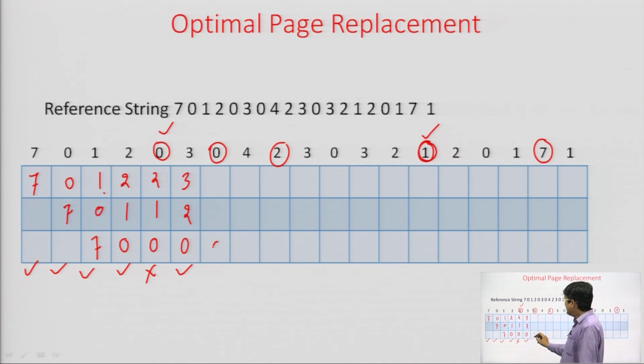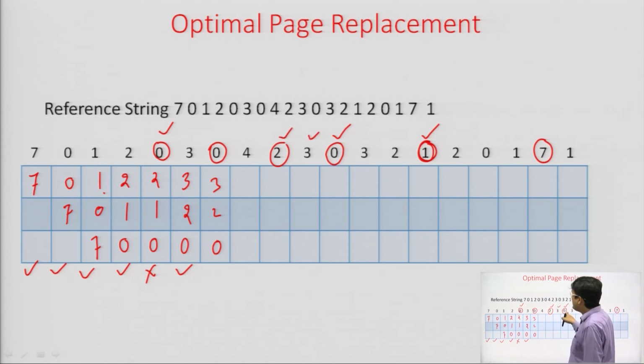Now 0 is referenced. Let us retain 0. After this we have 4. So for bringing 4, we will have to send either 3, 2 or 0. So you can see that 0 will be referenced here, 2 will be referenced here, and 3 will be referenced here. So 2, 3 and 0. 0 will be the late reference, but 2 will be required just next. Okay. So we will retain 2 and 3 and we will send 0 out. So for bringing 3, we are sending 0 out.